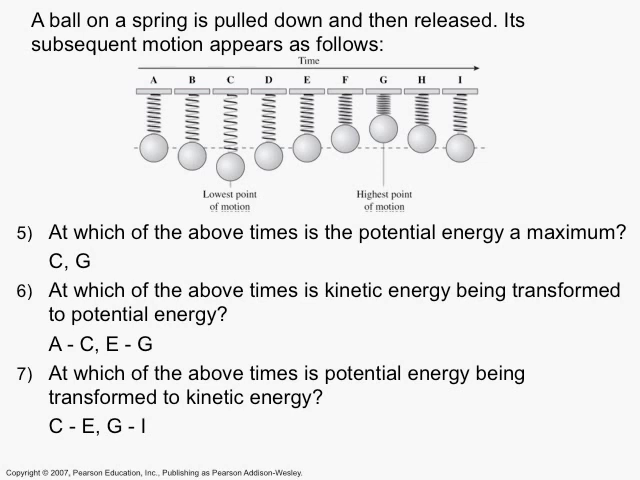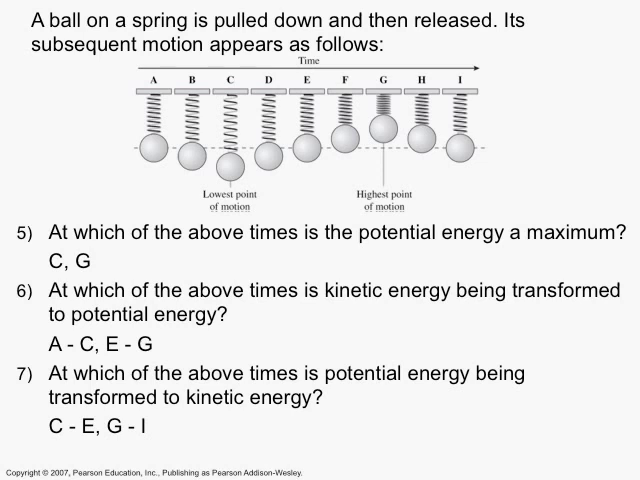Which of the above times is the kinetic energy being transformed to potential energy? The potential energy is going to kinetic energy when the object is gaining speed, when the spring is relaxing. The kinetic energy being transformed to potential energy means it's slowing down. The potential energy is going into the spring. The object is slowing down as the spring is being stretched. Energy is going into potential energy as the spring is being stretched. That's from A to C and E to G.